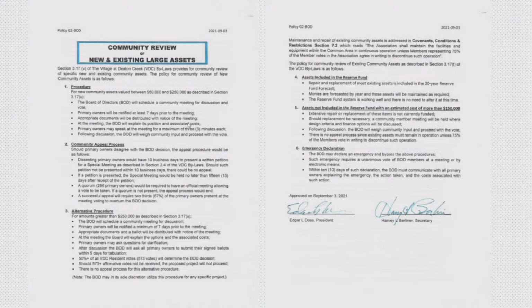On the right-hand side describes existing assets. Assets included in reserve fund. And any asset including reserve fund, what that really says is it's budgeted and it works fine, and we're not going to fool with it. And then the assets not including reserve fund but over 150,000. And then section 6 is an emergency declaration. We have a real problem. We had to declare emergency and do something. We can do that. Next slide, please.